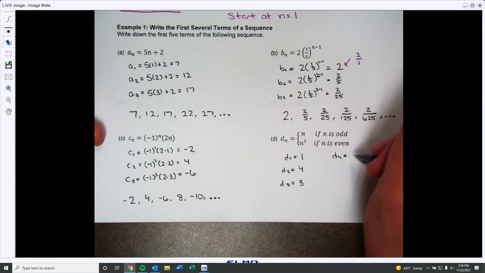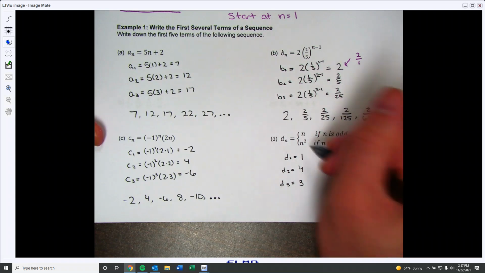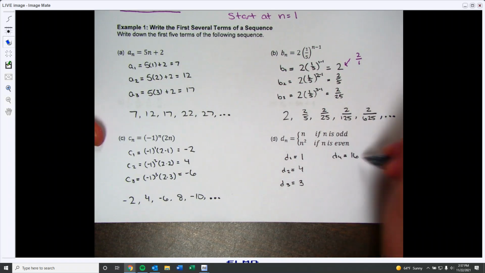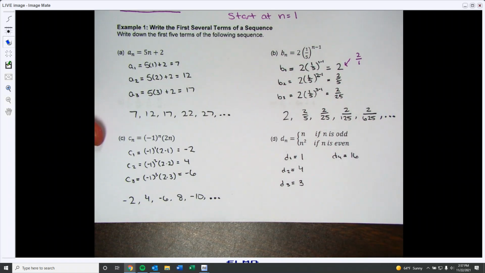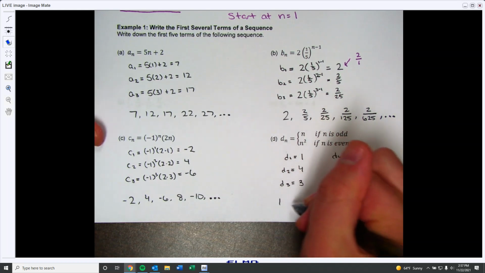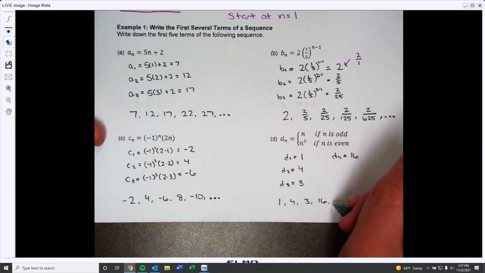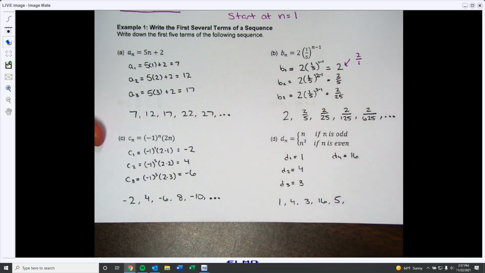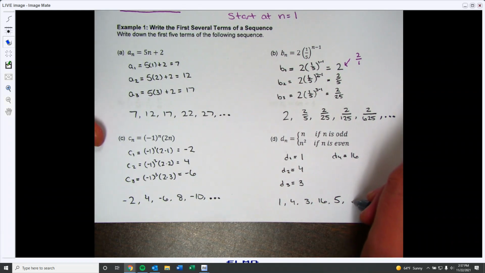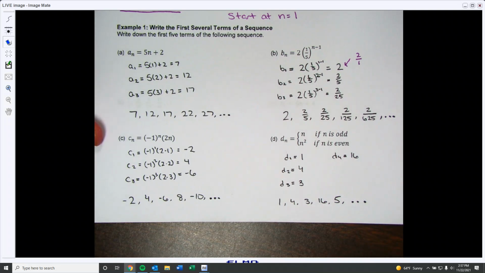So I have 4. Well, 4 is an even number, so I put it in this one, and I get 16. Now I can kind of see our pattern. Our odd numbers stay the same, and our even numbers are squared. So I have 1, 4, 3, 16. Next is 5. 5 is odd, and that stays the same. And if I need to do another one, I would have 6, which is even, so I'd have 36. So I just need to know that I'm alternating between the number staying the same and the number being squared.